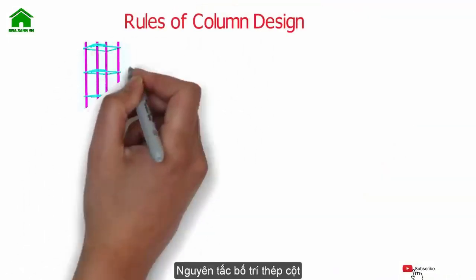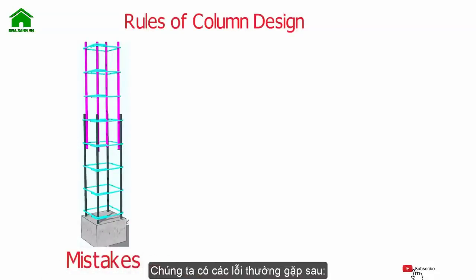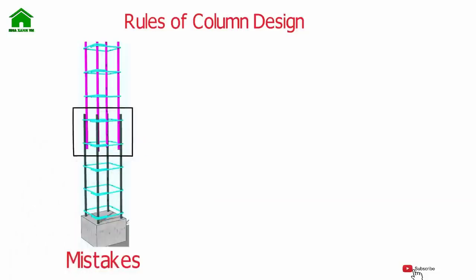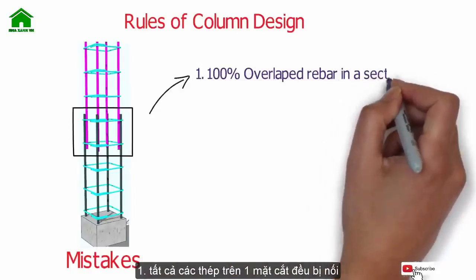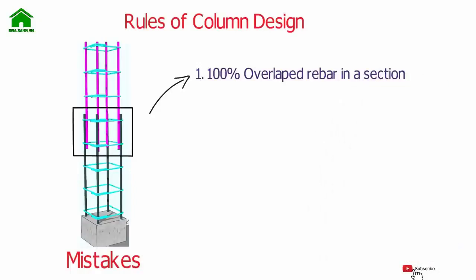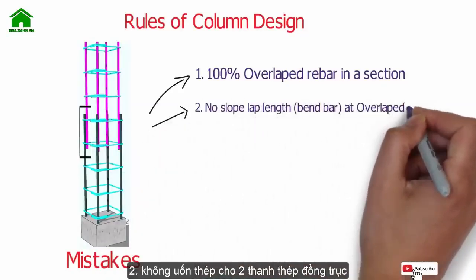Now we are talking about the rules of column design. First of all, we are talking about the column design in a mixed way. In a mixed way, we have some mistakes. The first: 100% overlapped rebar intersection. The second: no slope lap length as overlaps rebar length.